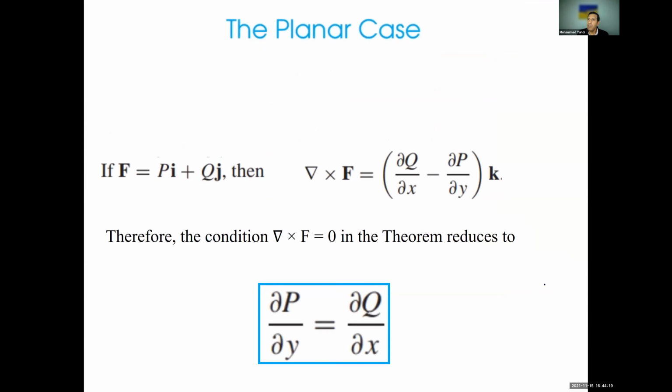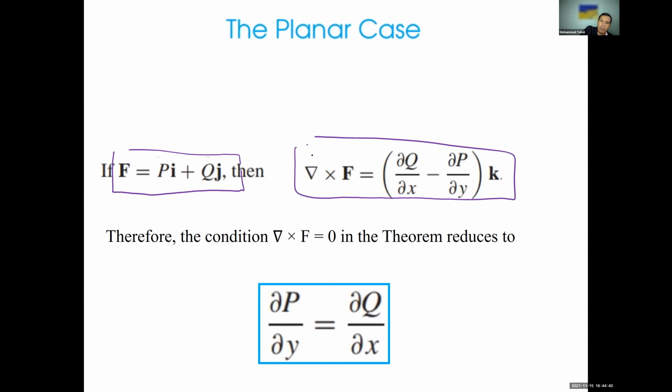What happens if you have the planar case? This one was supposed to be animated. If we have f equal just to P and Q, in this case, we know that the curl of f is just given by these mixed partial derivatives.